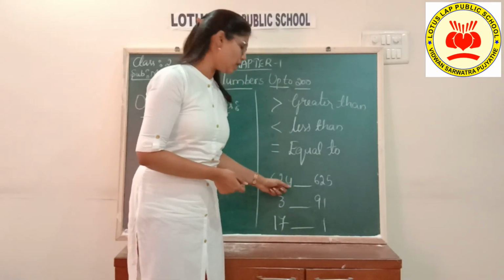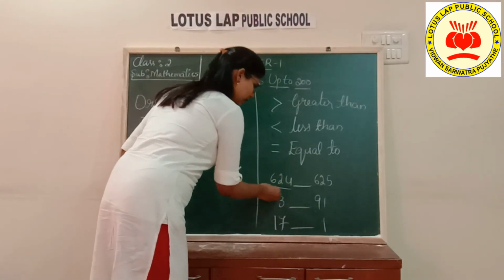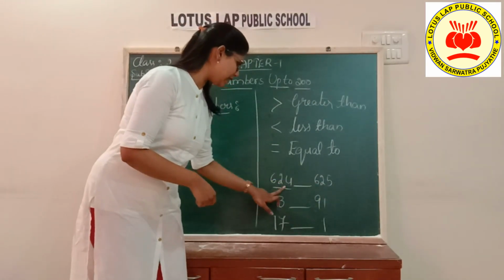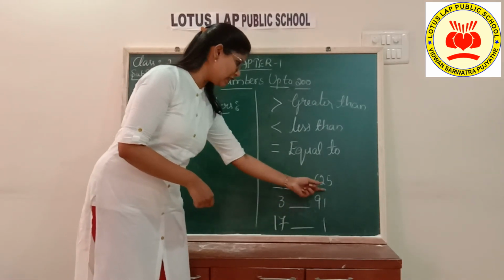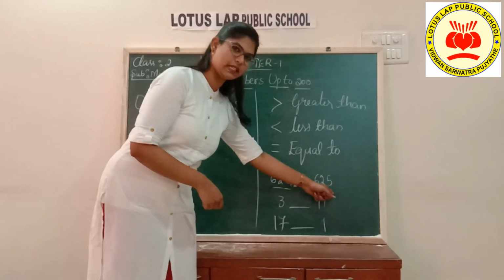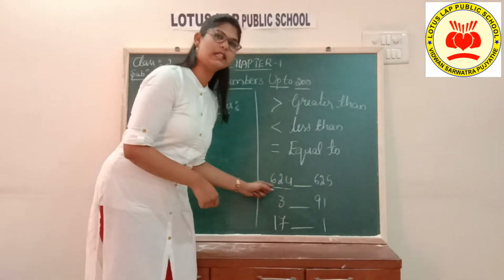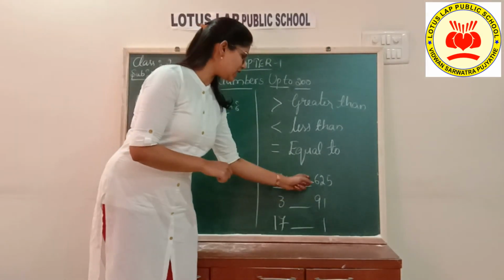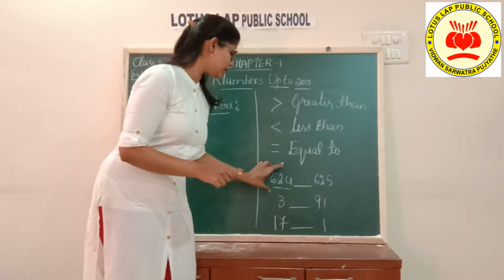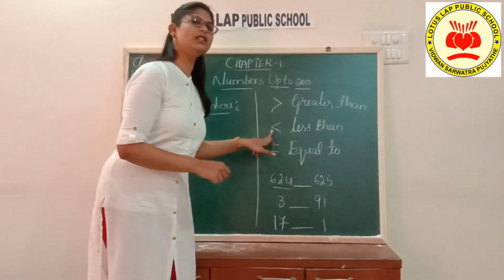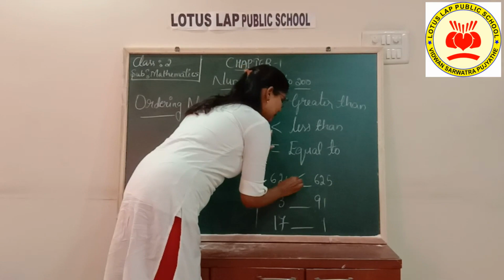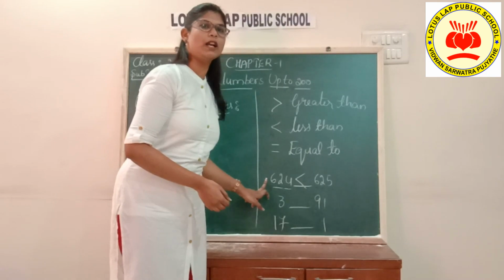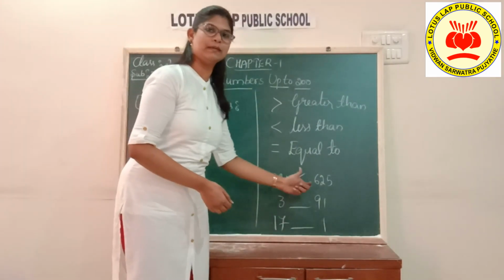4 is smaller. Is the first number bigger or smaller, children? When we compared, hundreds and tens are the same, and then we compared ones places. Here 4 is smaller than 5. The whole first number, 624, will become the smaller number. So what will be the symbol we have to write here? First number is the smaller one, so we have to use less than symbol. Open end towards bigger number, close end towards smaller number, gives you less than symbol here.